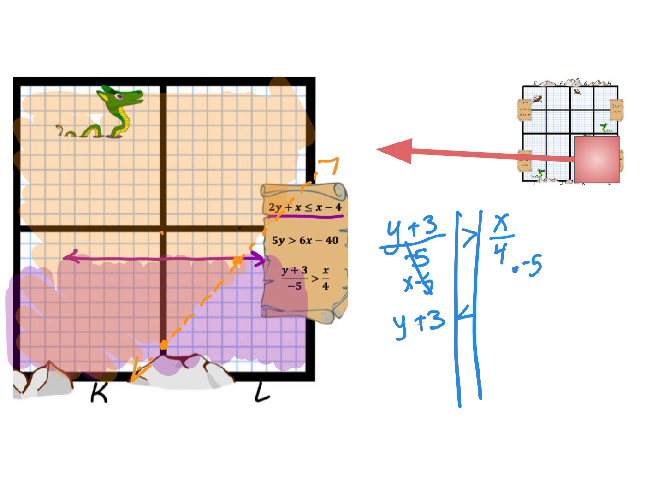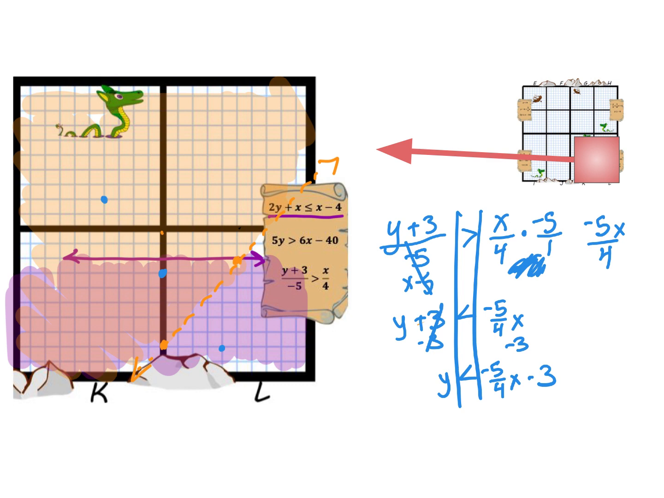this side is y plus 3. This side, when I multiply times negative 5, think about it as negative 5 over 1. And take the top times the top, negative 5 x, bottom times the bottom over 4. Okay, so I'm going to write this as negative 5 fourths x. I'm going to subtract 3 from both sides. Y is less than negative 5 fourths x minus 3. I'm going to go to negative 3. I'm going to go down 5 over 4. Okay, and I'm going to go the opposite direction, up 5 over 4 the other way. Okay, and this is going to be a dotted line.